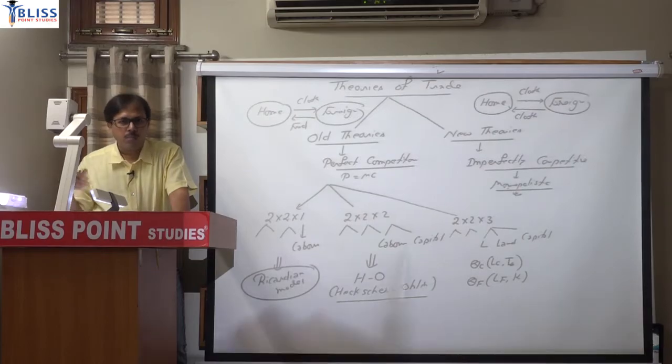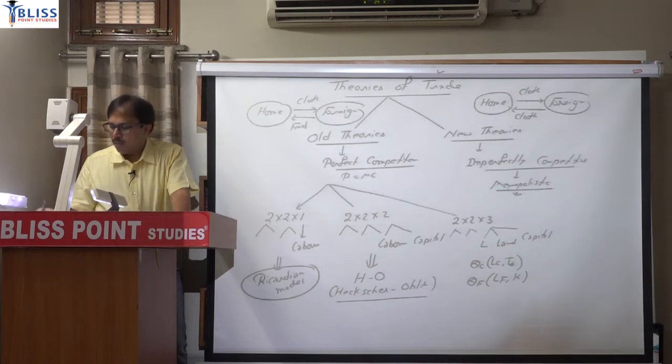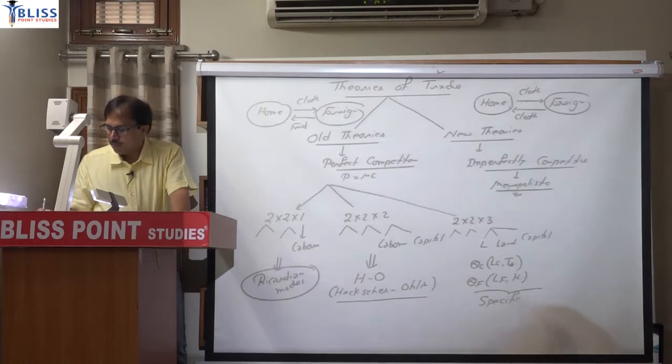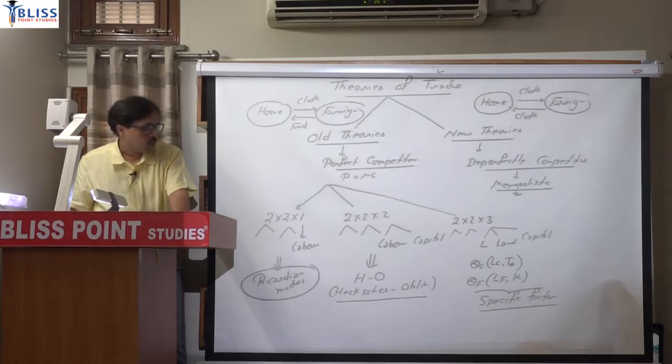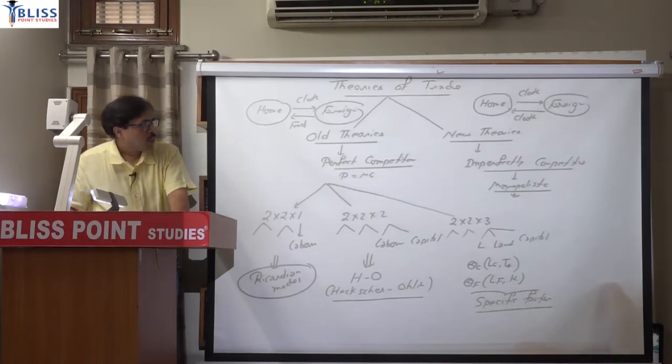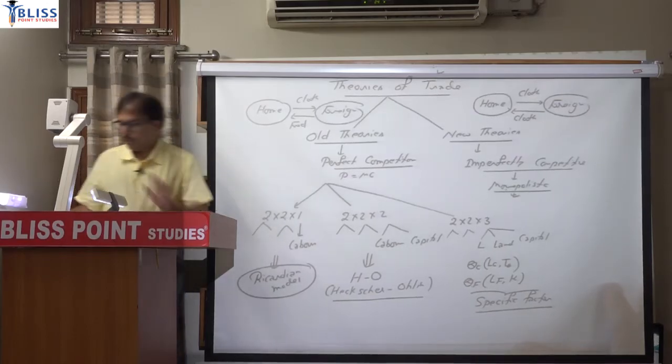So labor becomes common, so labor is a mobile factor between these two industries, but land is specific to cloth and capital is specific to food. So this model will be referred to as a specific factor model. So 2 by 2 by 3 will be the specific factor model.